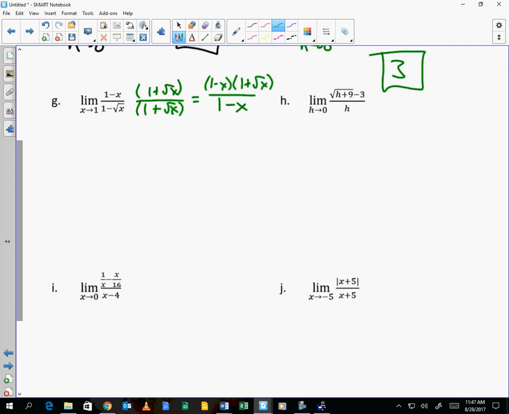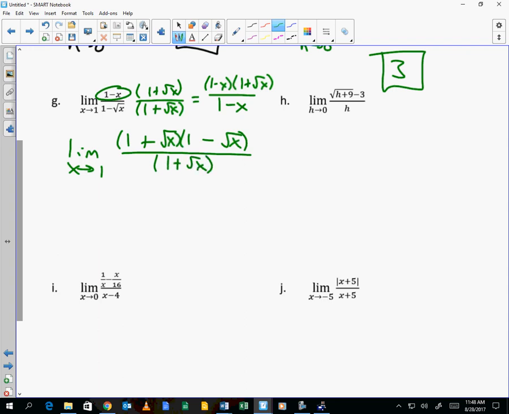I'm going to do it a different way. I'm just going to start by factoring it. Limit as x goes to 1 of, I'm going to factor this top piece as the difference of two squares. What times what is 1? What times what is x? The root of x. If you don't believe me that 1 minus x factors to that, try it. Work it out. It does.